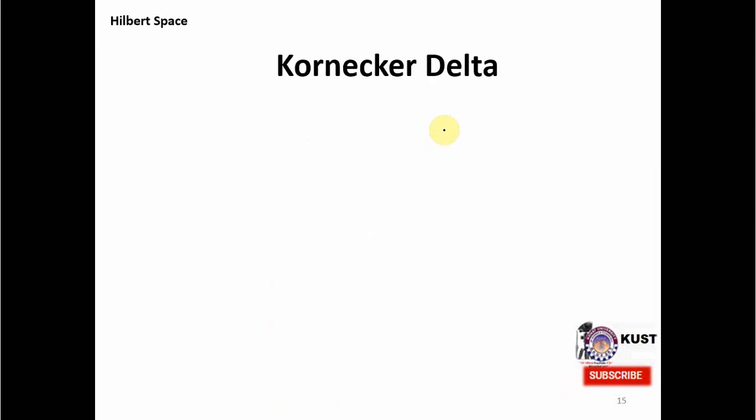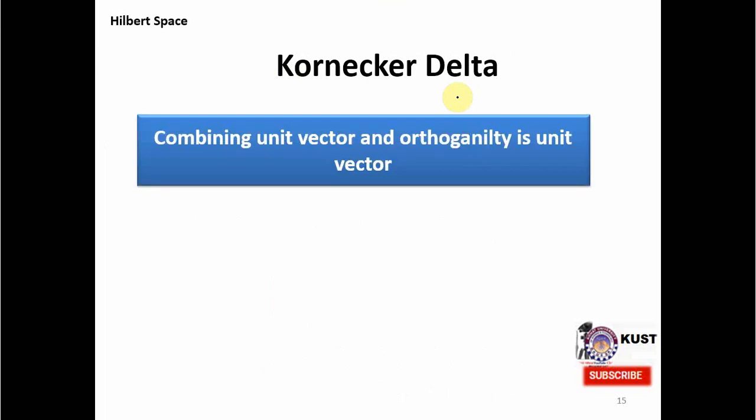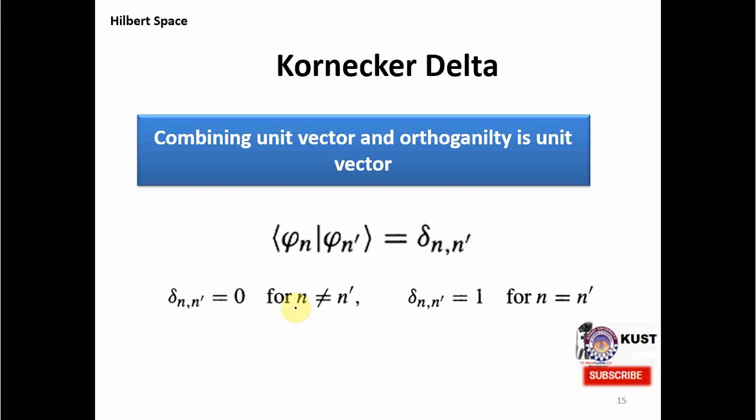And then there is an important concept of the Kronecker delta, which is connected to orthogonality and normalization both together. So the Kronecker delta is some kind of a function. So we can combine unit vector and orthogonality in one thing, and this will be done by, for example, we have phi n with phi n prime. This is equal to the Kronecker delta, and this Kronecker delta means by definition that when n and n prime are equal, it is 1, and when n and n prime are not equal, then it is equal to 0, because then they are orthogonal.